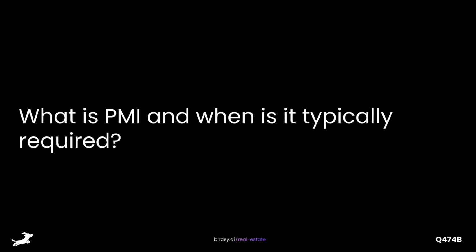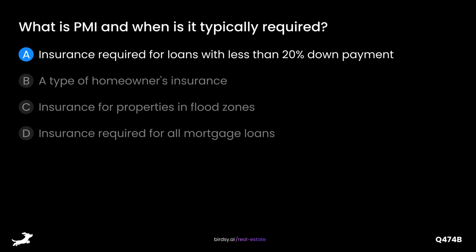What is PMI and when is it typically required? Is it A, insurance required for loans with less than 20% down payment, B, a type of homeowner's insurance, C, insurance for properties in flood zones, or D, insurance required for all mortgage loans? The answer is A, insurance required for loans with less than 20% down payment.